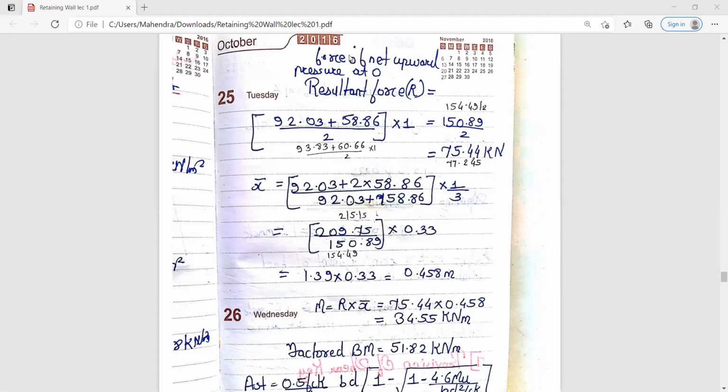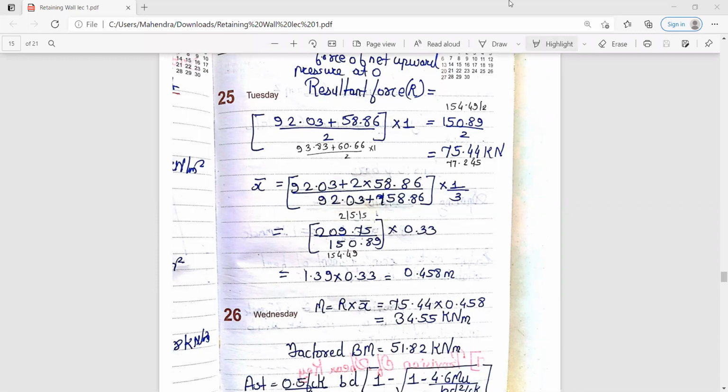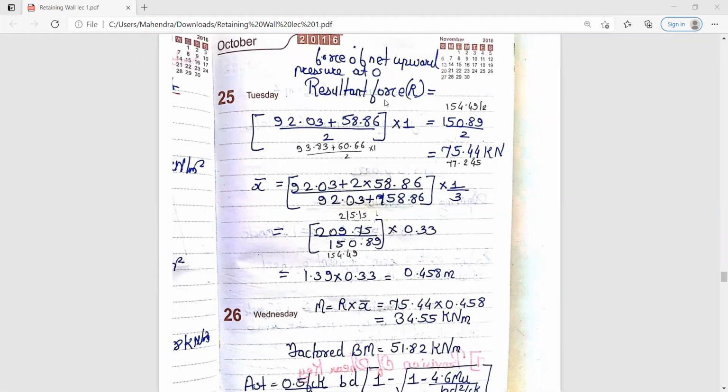Now you are able to see the screen. Is my screen visible to everyone? Okay.